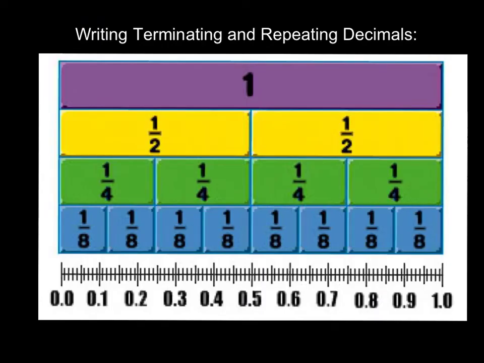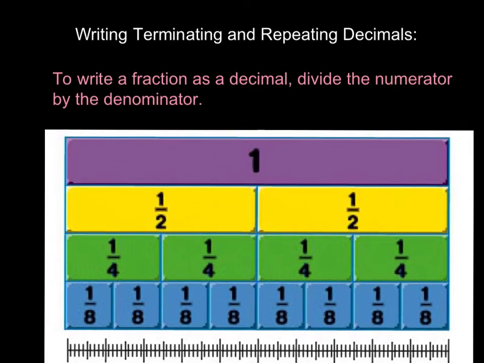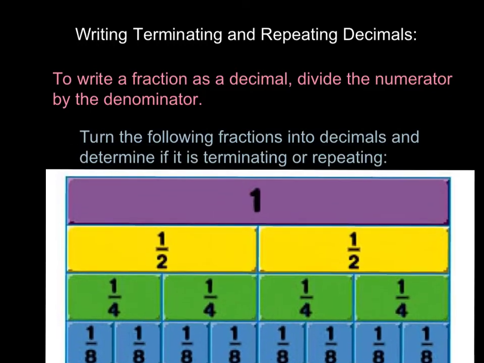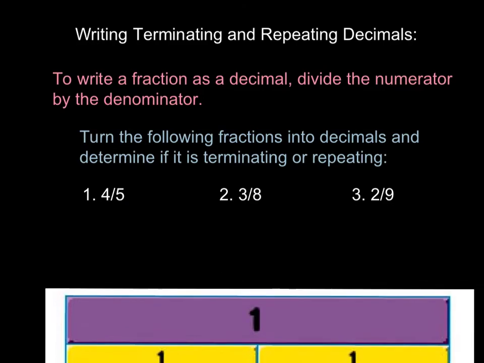Now I'd like to talk about writing terminating and repeating decimals. To write a fraction as a decimal, divide the numerator by the denominator. Please take a moment to pause the video and write down the process for turning a fraction into a decimal. Now let's try turning some fractions into decimals.